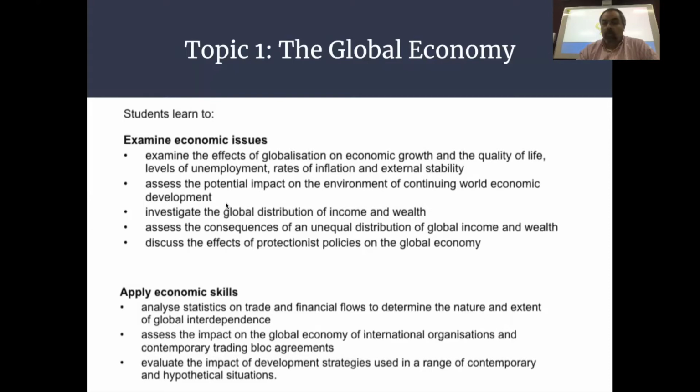So in topic 1, the global economy, you know, examining the effects of globalization on economic growth, quality of life, unemployment. So you notice that these issues are arising, even though it's a global economy topic, we've got external stability and inflation, unemployment. Are you able to assess the potential impact on the environment of continuing world economic development? Investigate the distribution of income and wealth globally, looking at the consequences of that. So again, that notion of issues across topics with the global economy and the effects of protectionist policies on the global economy.